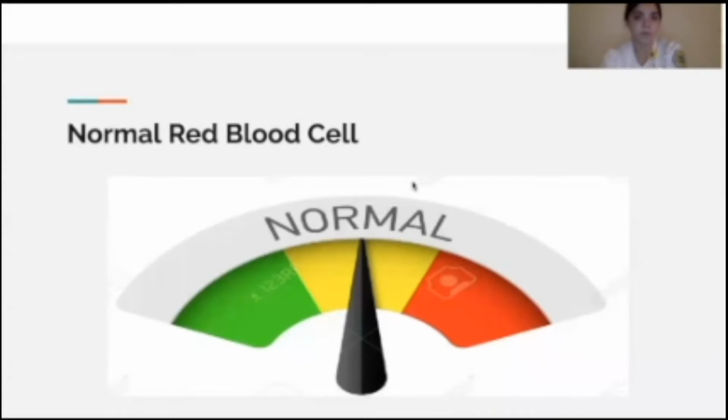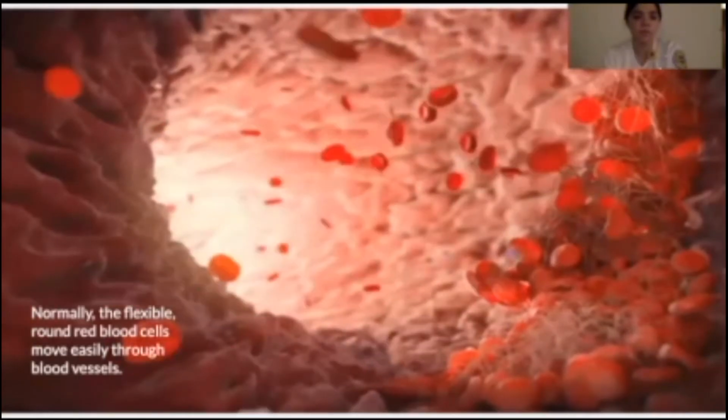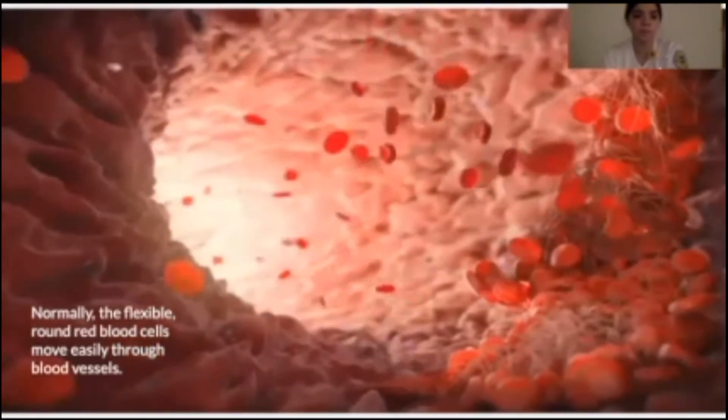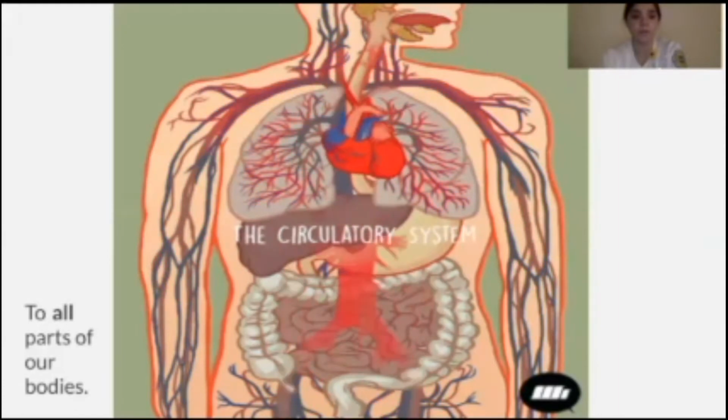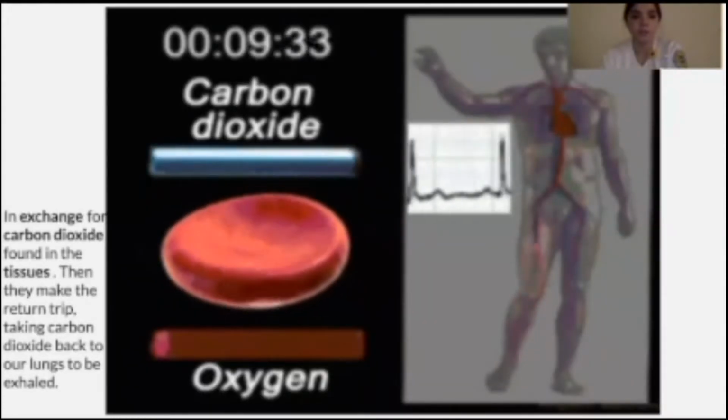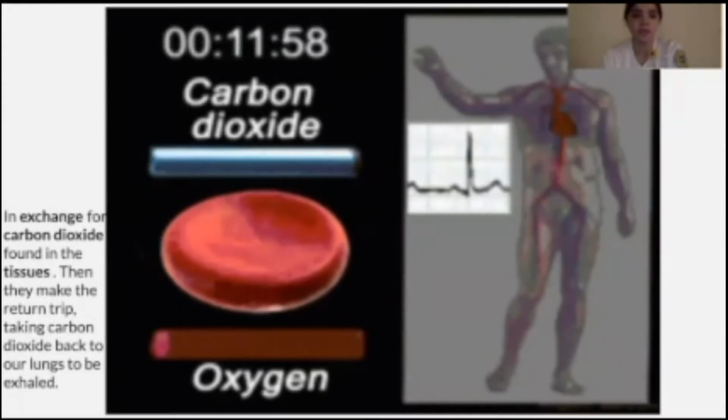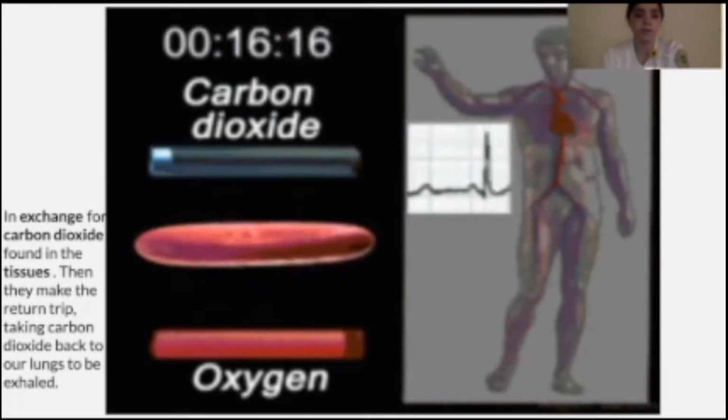I'm going to be talking about the normal red blood cell. So normally the flexible, round red blood cells move easily through blood vessels. Red blood cells carry oxygen from our lungs to all parts of our bodies in exchange for carbon dioxide found in the tissues. Then they make the return trip, taking carbon dioxide back to our lungs to be exhaled.